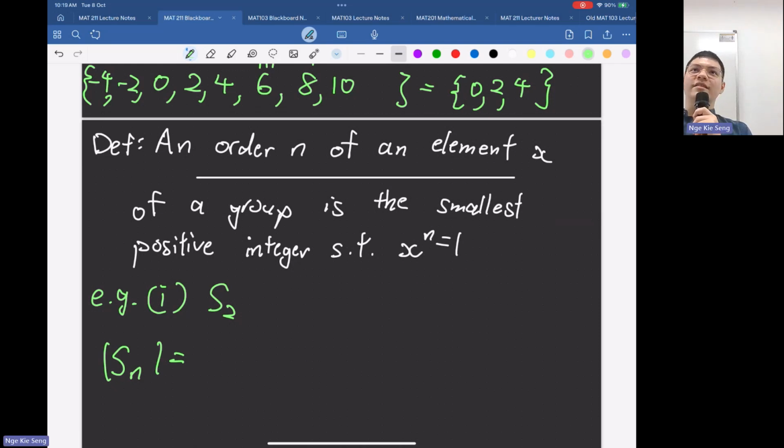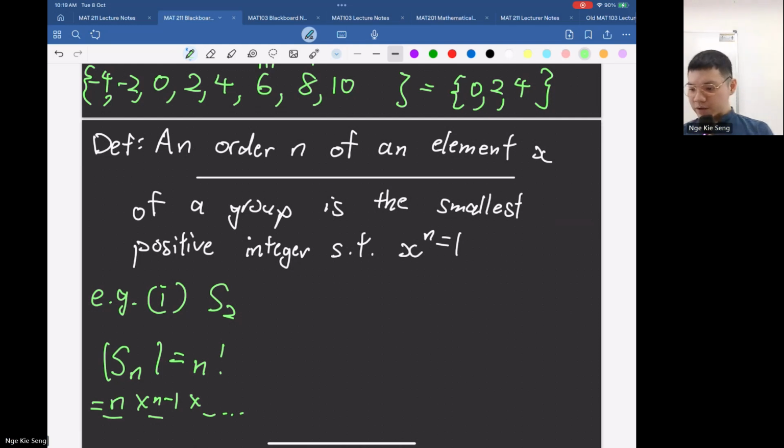What's the cardinality of Sn? It is n factorial. Do you know how to calculate it or not? This is the combinatorics you learned in the combination and permutation chapter before. How many ways are there to permute n elements? In the first place, you can put n elements, right? And then in the second place, you put n minus 1, and so on. And this builds out the n factorial.